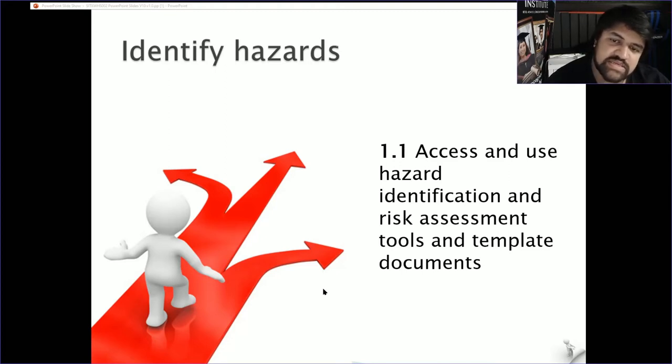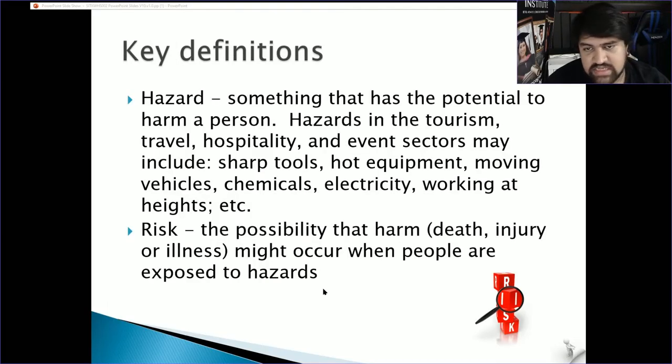So 1.1, access and use hazard identification and risk assessment tools and template documents. Again, it's identifying what a hazard is: something that has the potential to harm a person. Hazards in the tourism, travel, hospitality and event sector may include sharp tools, hot equipment, moving vehicles, chemicals, electricity, working at heights, etc. So anything that might be able to cause harm to anybody at the premises. Risk is the possibility that harm might occur when people are exposed to hazards. So any harm, it could be little or a lot. It could range from a small cut to a person ultimately dying, which is the most serious risk of all.